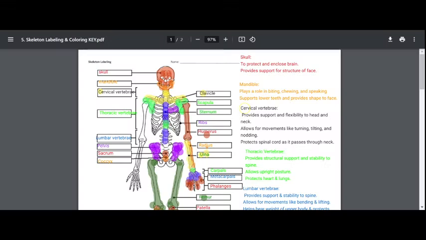So for the skeleton labeling, we're going to go ahead and start off with the skull. So the skull is indicated by the color red. Okay, this is the skull right here. And the function of the skull is to protect and enclose the brain, and it provides support for the structure of the face.